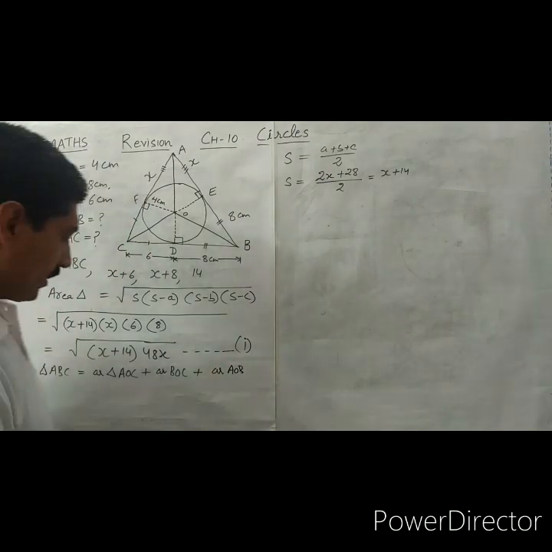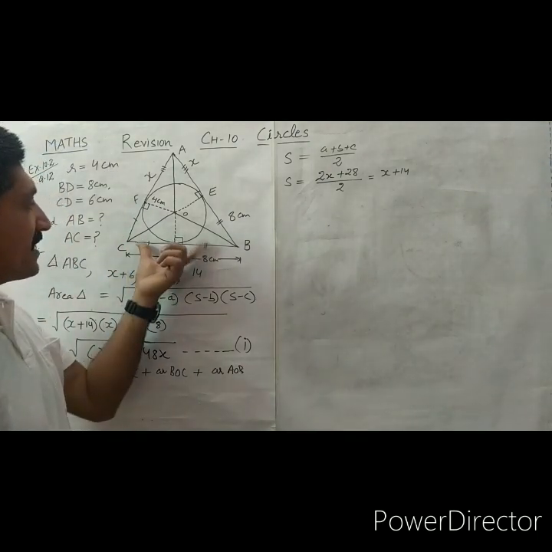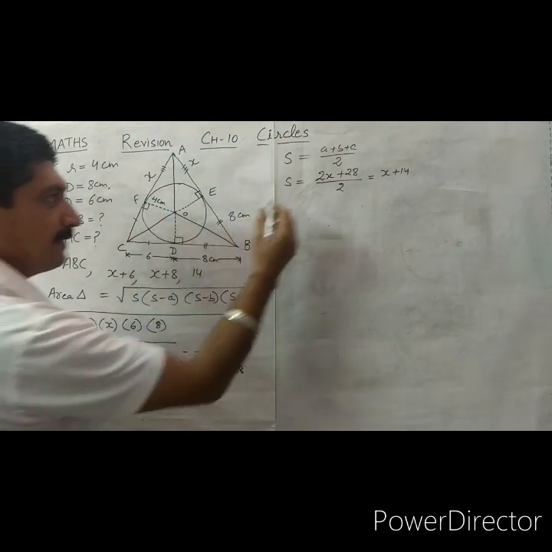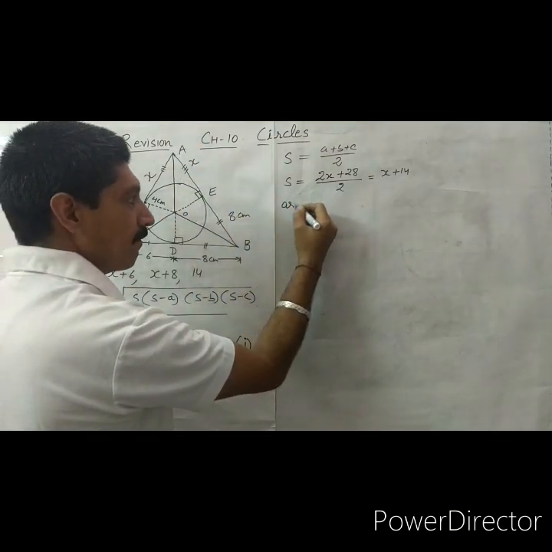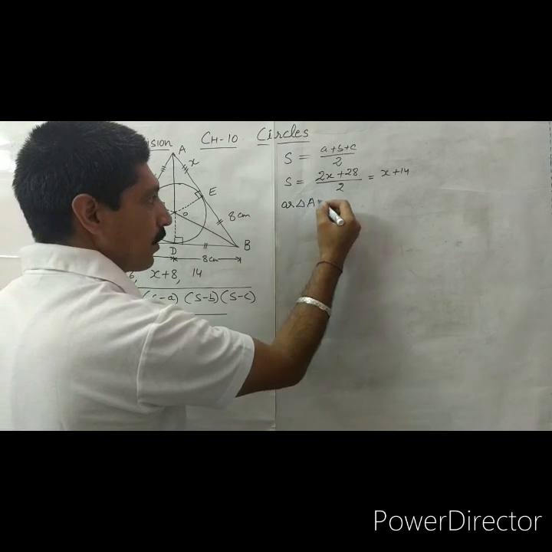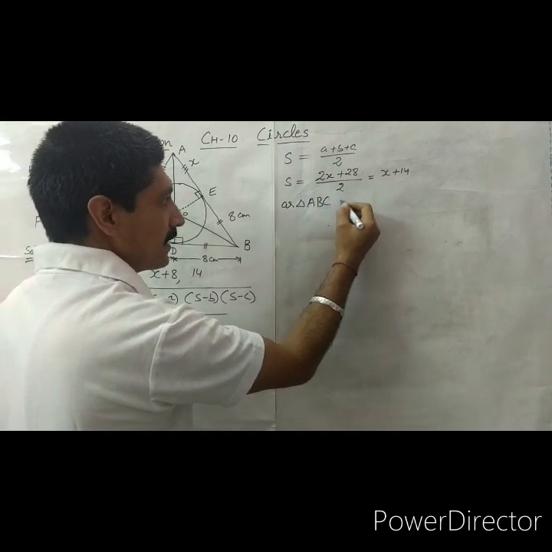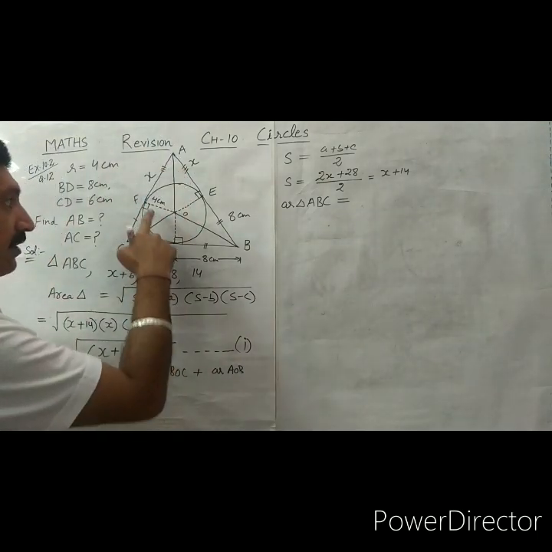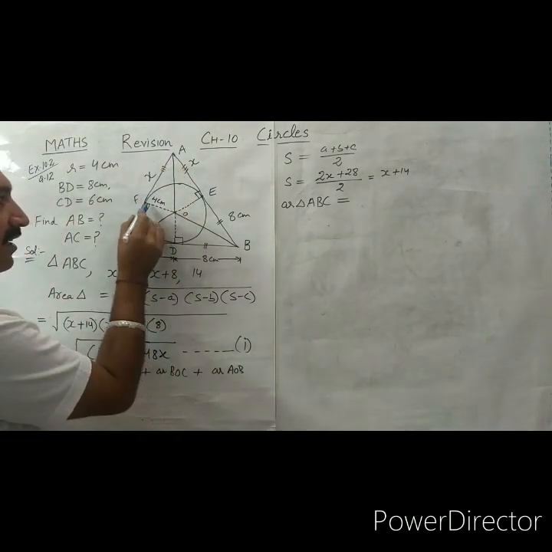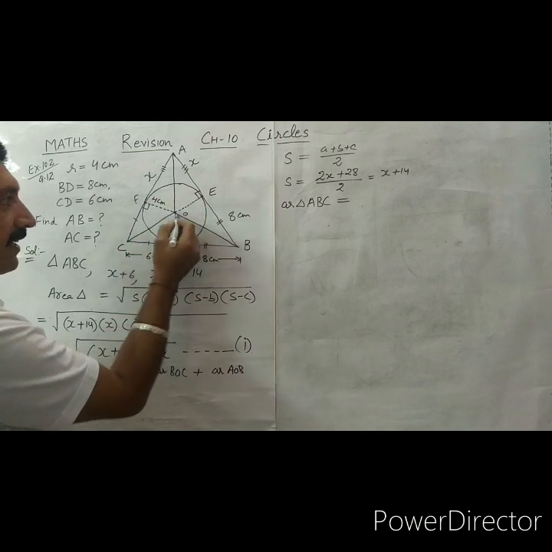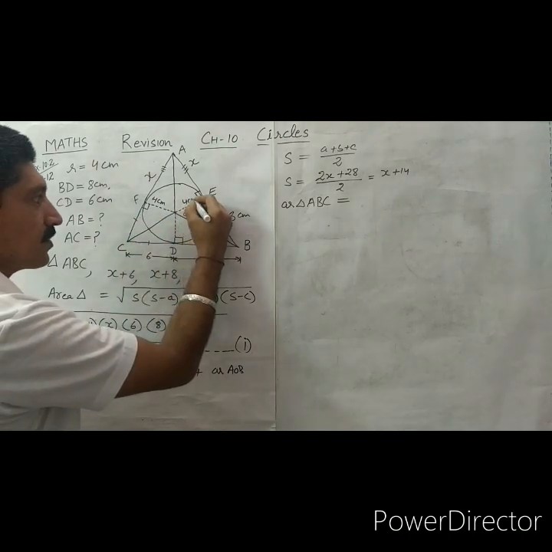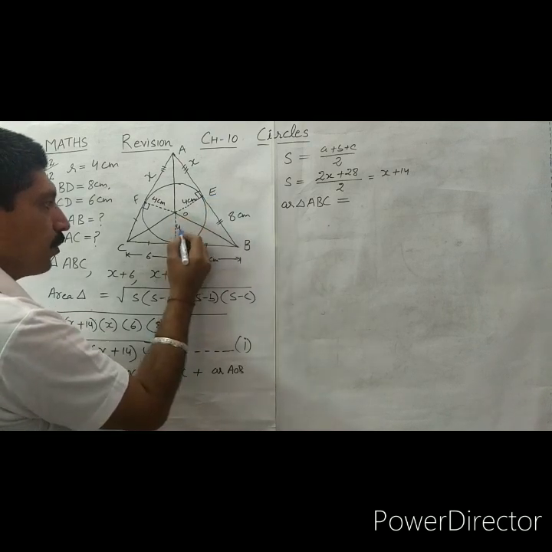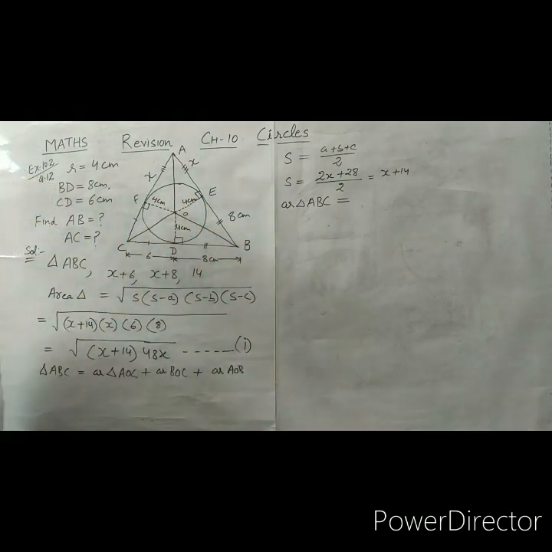So we know the area of this triangle is base into height. So this area of triangle ABC is also equal to, in all these three triangles, the altitude, the height of the triangle is 4 centimeter. This is also 4 centimeter, that is OE. This is also 4 centimeter, that is OD.